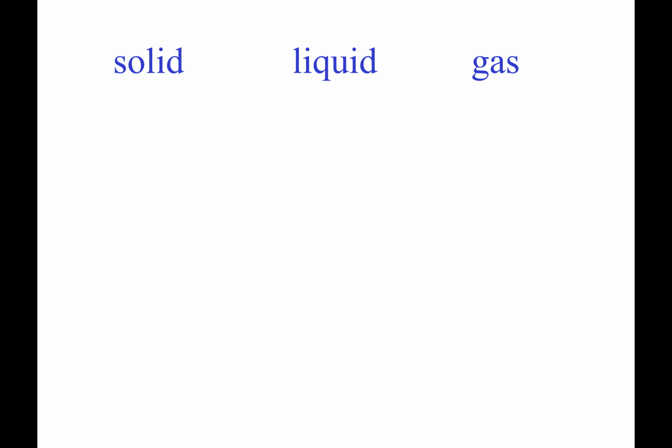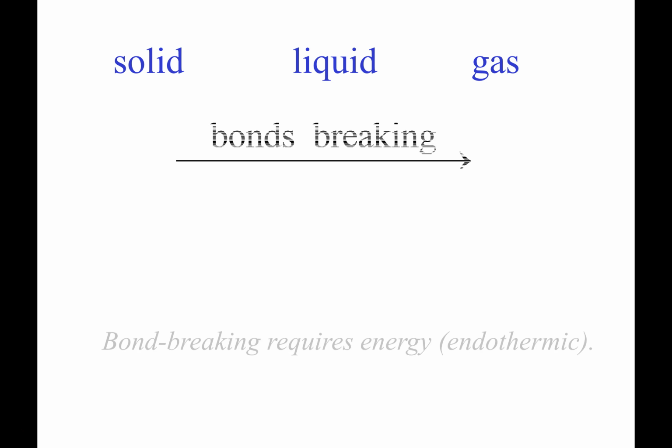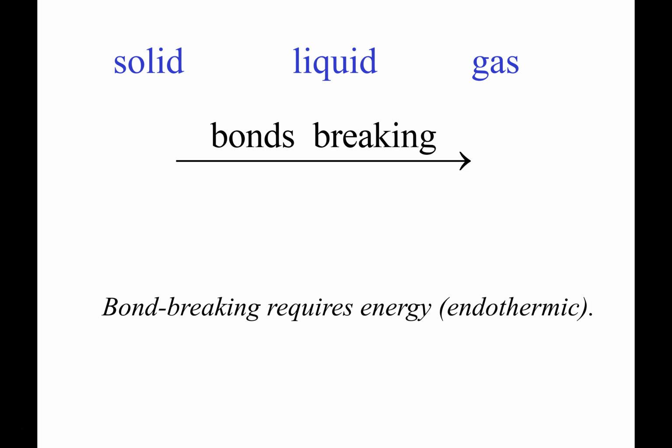It's probably easiest to think of matter going from a solid to a liquid and from a liquid to a gas. I can see that I'm breaking chemical bonds. If you want to melt an ice cube, you add heat. If you want water to go from its liquid state to its gaseous state, you add heat. We said that when you add heat to something, that's an endothermic process.